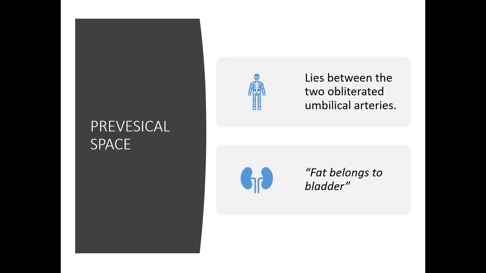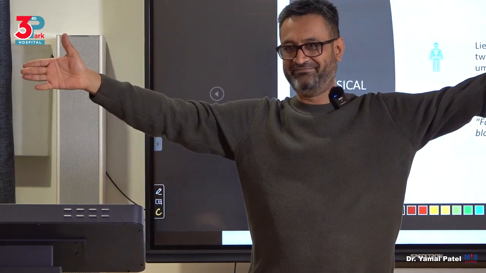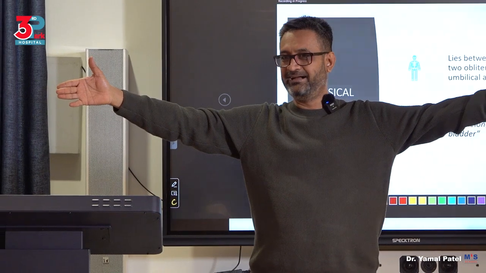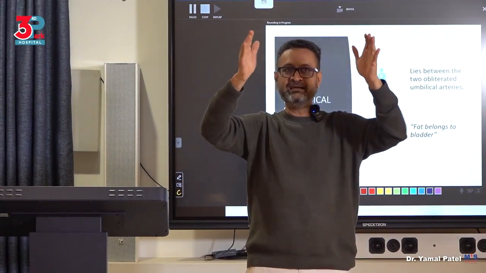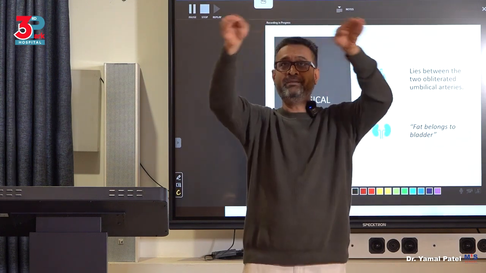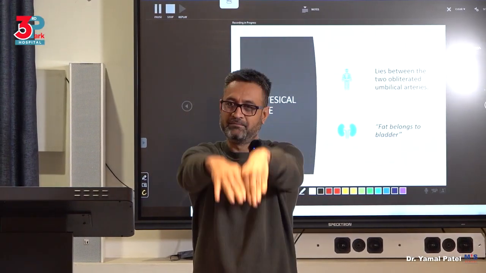Again, it will always lie between the two obliterated umbilical arteries. So if you see those two obliterated umbilical arteries, you don't go lateral to them, then you'll hit the inferior epigastrics. Again, you get my point? The logic is simple. The bladder is going to be only between these two. So you open it here, go in and push the fat down.